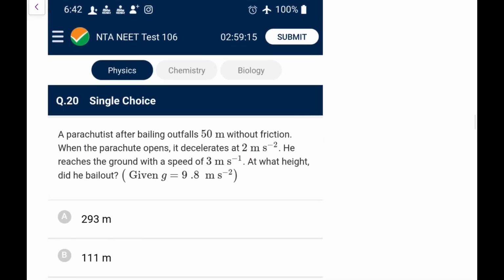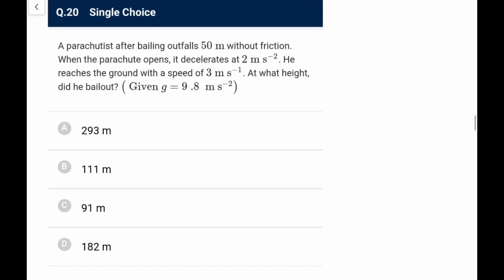Next one. A parachutist after bailing out falls 50 meter without friction. So this is in free fall. When it opens, it retards at 2 meter per second square. It reaches the ground with a speed of 3. At what height did it bail out? So let's say it bailed out at height h. So for the first 50 meters it was in free fall.